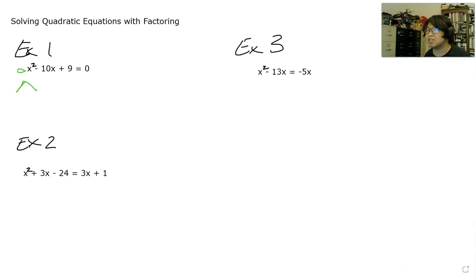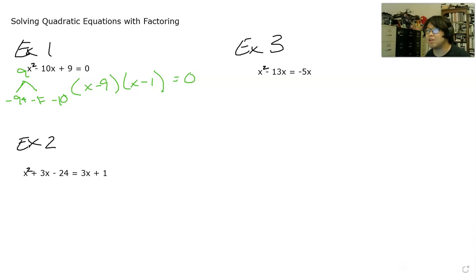1 times 9 is 9, so I'm looking for something that multiplies to 9 and adds up to negative 10. Something like negative 9 and negative 1, perhaps. Okay. So when I do that, I see that a is 1, so I'll go ahead and use that shortcut here. x minus 9 and x minus 1. Remember, that's still all equal to 0. And so I factored my standard form quadratic equation.